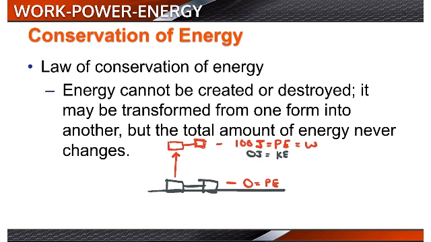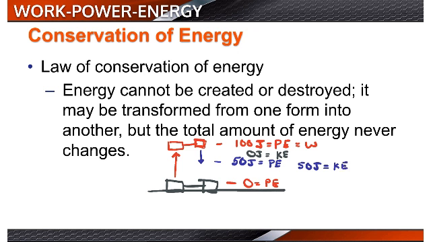So let's choose a different color. As it's released, if it's halfway down, how much potential energy does it have? If it's halfway down, we don't need to put a formula to this. It has half the potential energy. And if it's halfway down, how much kinetic energy does it have? Well, it would have to have 50. We have to have a conservation. We're not going to create or destroy anything.